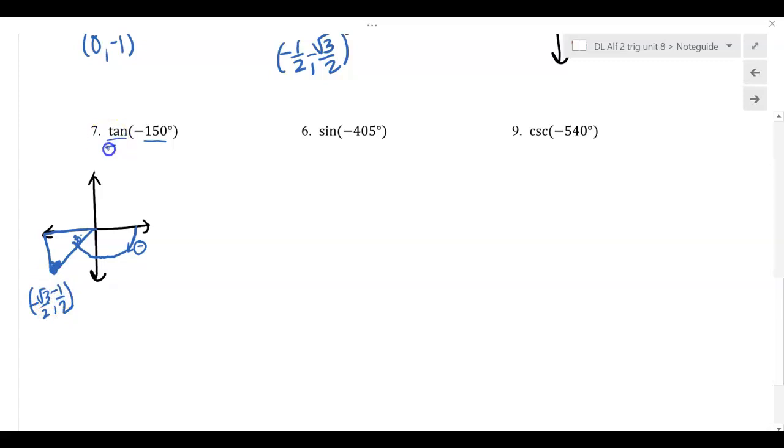Then I remember that tangent is y divided by x. So I'm going to do the y coordinate divided by the x coordinate, which would be negative 1/2 times the reciprocal of negative rad 3 over 2, which gives me 1 over rad 3. And again, I would want to rationalize the denominator here. So I would get rad 3 over 3.